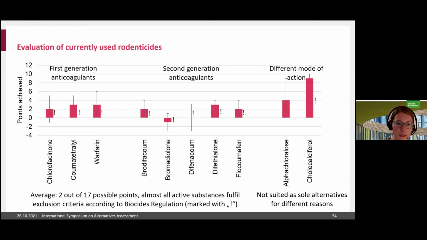As you can see, most of the substances, except for alpha-chlorolose, have an exclamation mark, which means that all those substances fulfill exclusion criteria according to the biocides regulation. So if we would have alternatives on the market, all those substances would not be approved because they have some criteria we don't want.